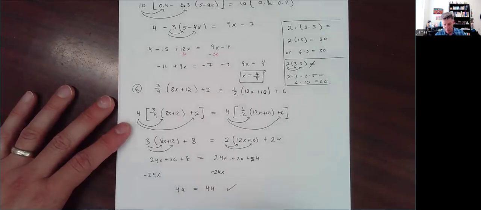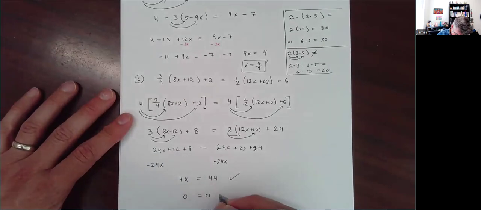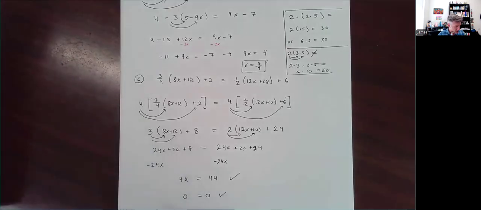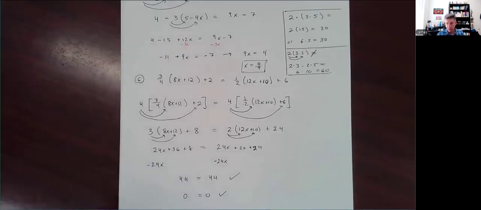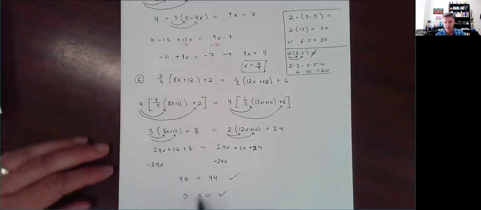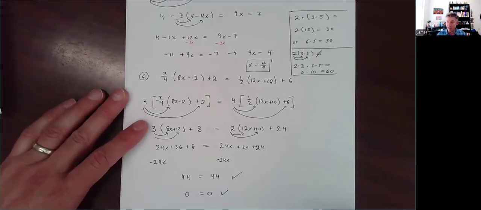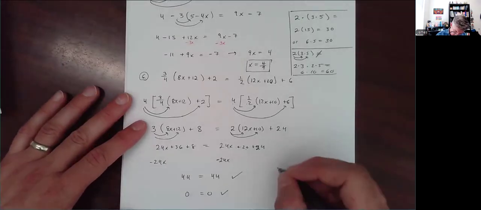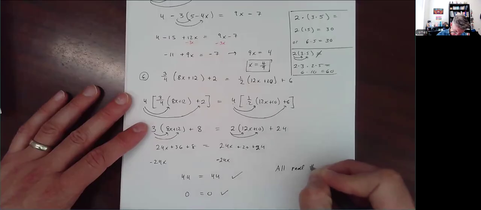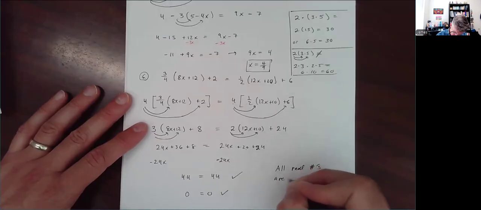Or you could subtract 44 from both sides and say 0 equals 0, which is true. So what this means, unlike problem 3, where we got no solutions because we got 0 equal to 8 or 4 equal to 12, here when you get 0 equal to 0, it means any choice of x would have been the solution. So here our solutions are all real numbers.